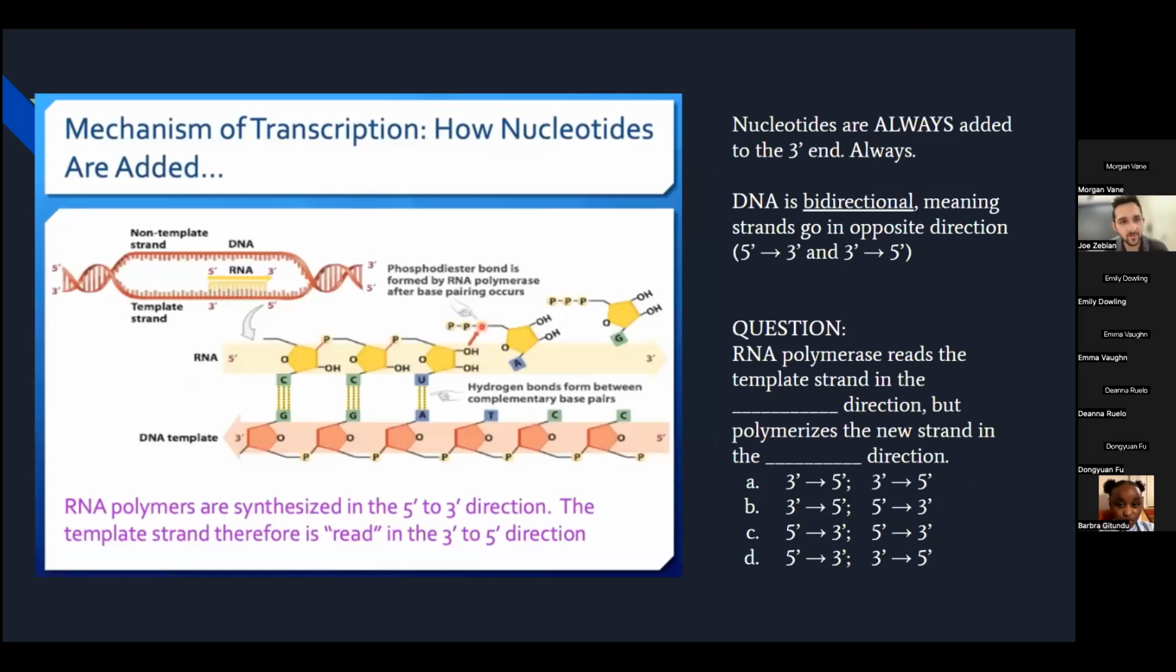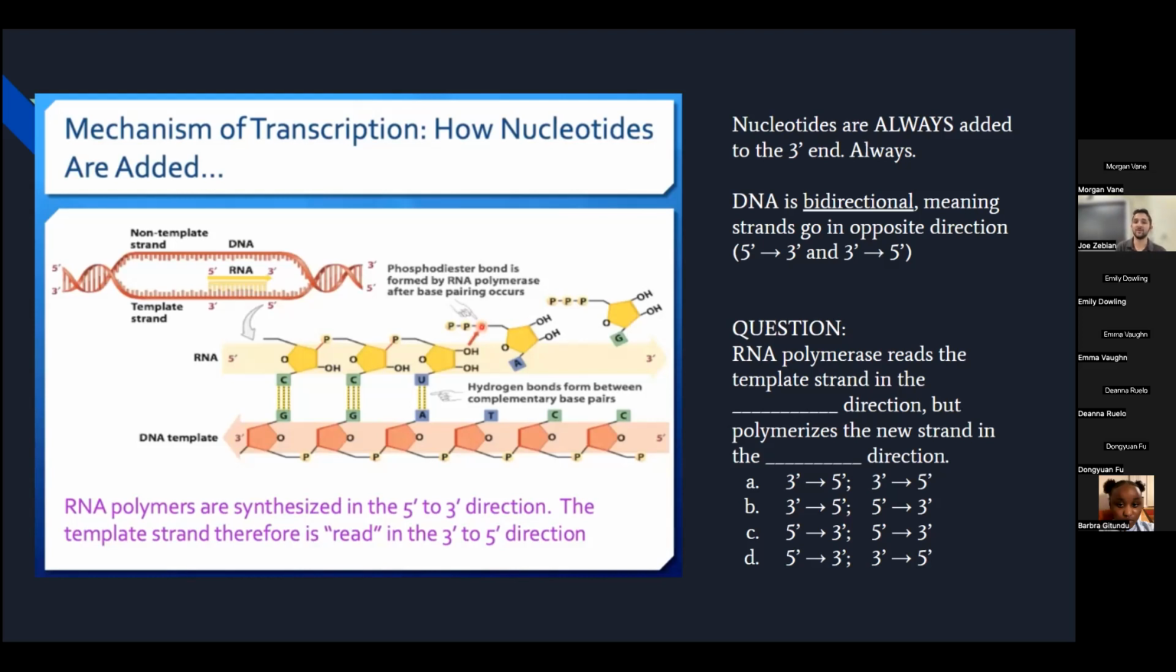Okay, so now we're going to talk about the mechanism of transcription and how nucleotides are added. So this is really important. I said that mRNA is synthesized in the 5' to 3' direction. Nucleotides are always added to the 3' end. Always, always, always. They will never be added to the 5' end, or at least not in a way that I have seen. So always they get added to the 3' end.